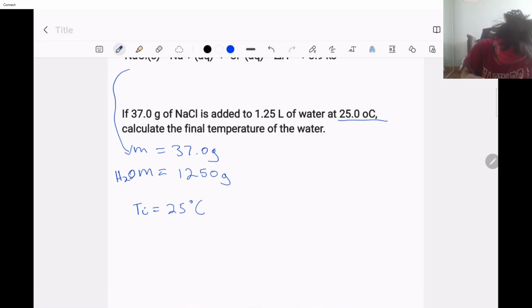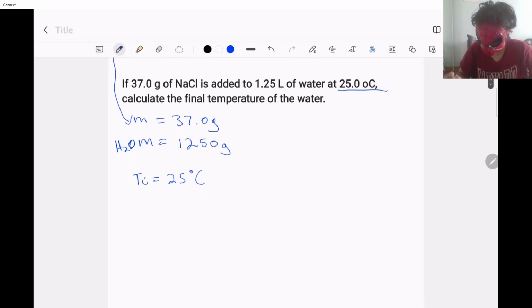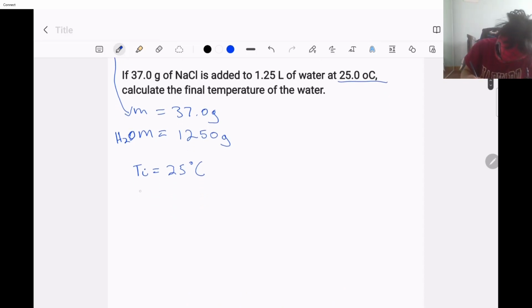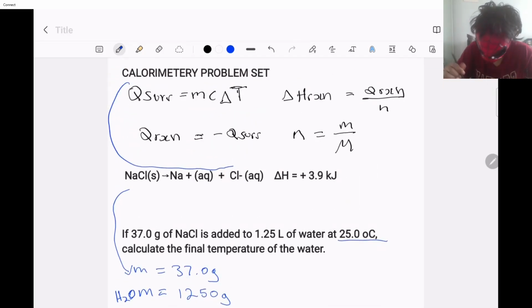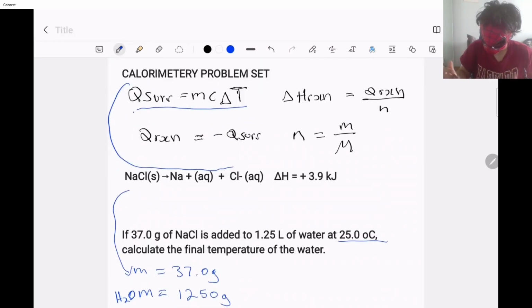So the mass of H2O is equal to 1,250 grams. We need to calculate the T final. Now we need to use these equations to solve this problem. We can see that temperature is only located in the Q surrounding equation, where Q surrounding is equal to mass times specific heat capacity times delta T, which is a change in temperature. So we need to get to this equation and isolate for delta T, and then find the final temperature. Quick note that delta T is equal to T final minus T initial.